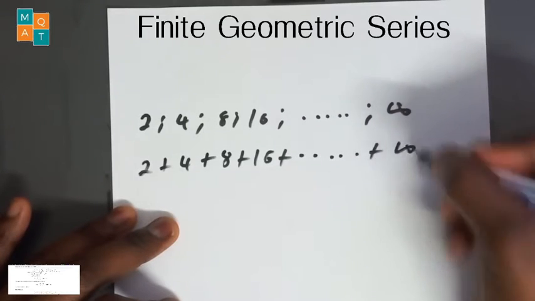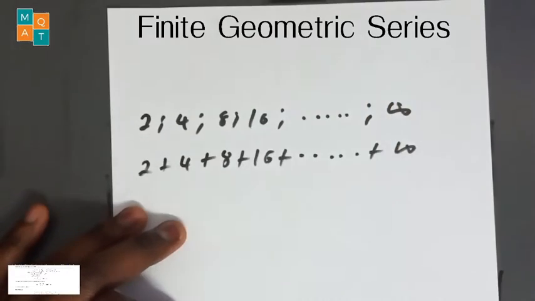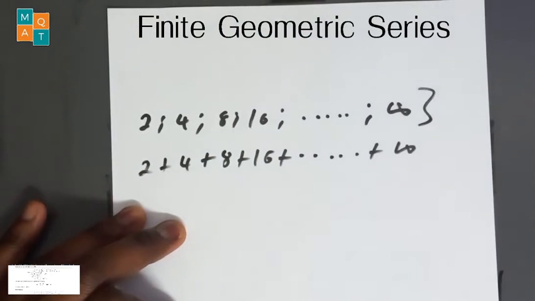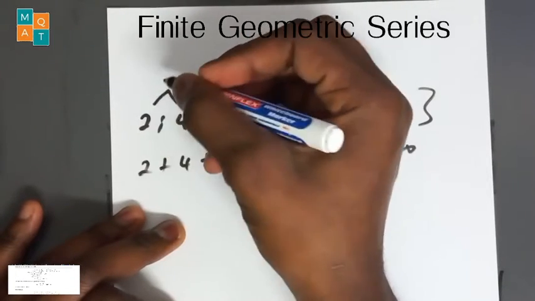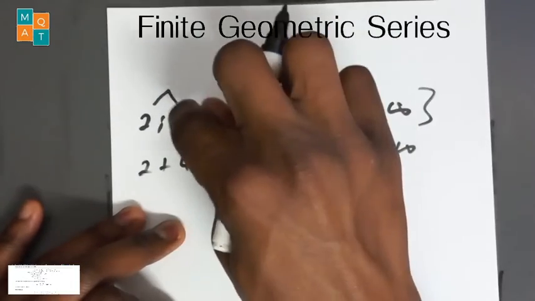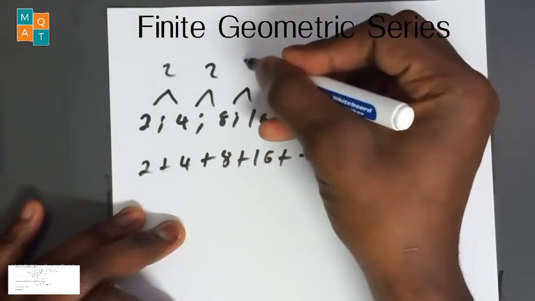Now, how do you know it's a geometric series? It's because we are applying this on a geometric sequence. We have also defined in the video so many times that a geometric sequence has the same value when you divide the next value by the previous value. For instance, 4 divided by 2 is 2, and 8 divided by 4 is 2. 16 divided by 8 is 2 as well, all the way to infinity.